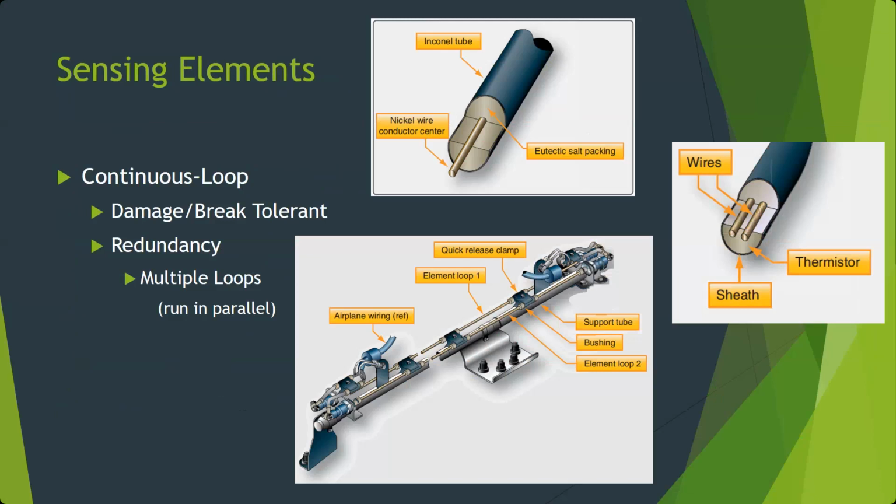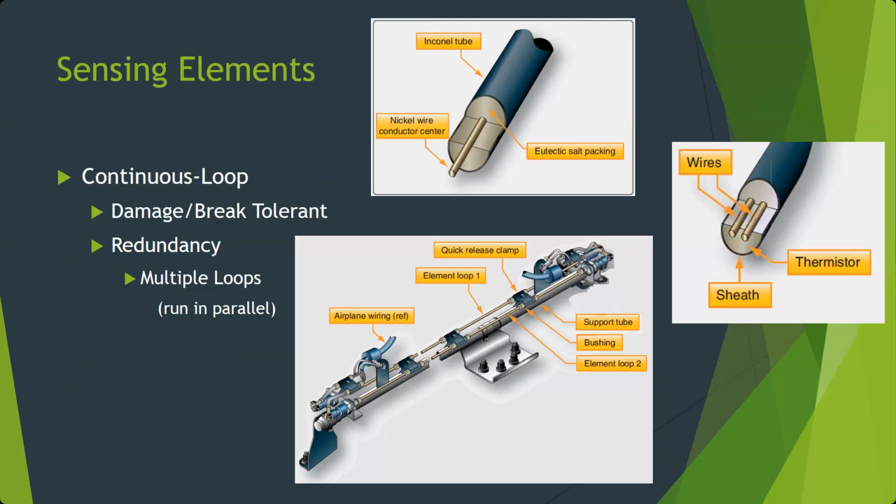Liebherr makes loops and systems. I think, I can't remember if Honeywell does. I don't know for sure. Now these loops, for redundancy's sake, often run, you'll have multiple loops running in parallel. So you can see two along here.